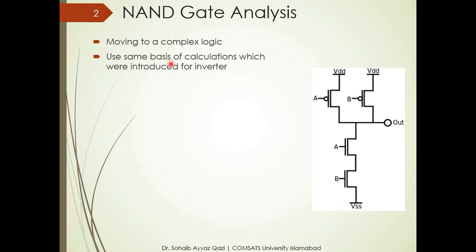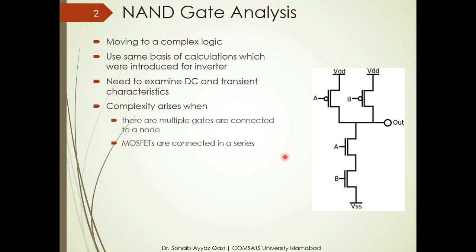So we can apply the same basic calculations which were introduced for the inverter. We can use all those calculations which we have done for the inverter and apply them to this NAND gate analysis. And what we have to do is examine the DC and transient characteristics. We have to study both these characteristics of these NAND gates. We have been talking about inverter circuits. Now we have to understand what the complexities are in these complex logic circuits.